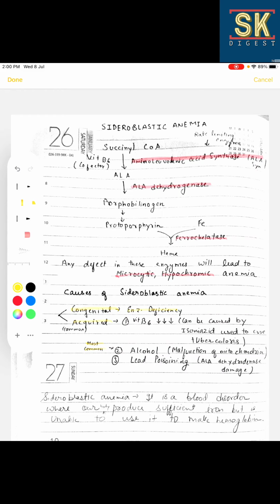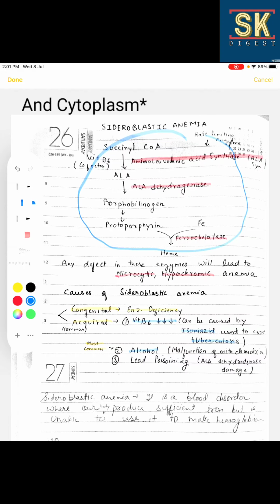So in acquired we have deficiency of vitamin B6. This happens when we take drugs like isoniazid, which is used to cure TB. Then of course we have the most common cause, that is alcohol. What alcohol really does is it causes malfunction in the mitochondria, and all these reactions take place in the mitochondria. And then at last we have lead poisoning, which again causes damage to ALA dehydratase.